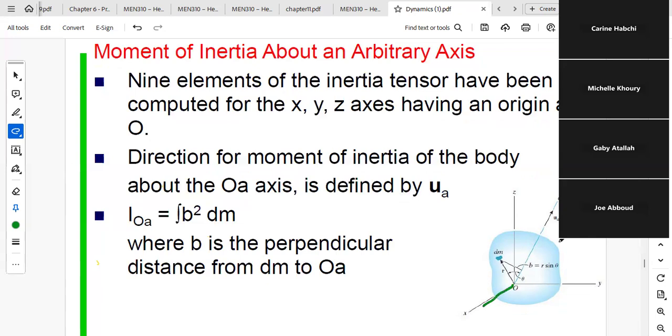passing by O. So if you have x, y, z axes passing by O, and in this frame you already calculated the inertia tensor, you can deduce what will be the inertia about an arbitrary axis passing by O. All you need to know first, the condition, is that this axis should pass by O, and you should find the unit vector UA of this axis. So in case you find UA, you can deduce the inertia about this axis.